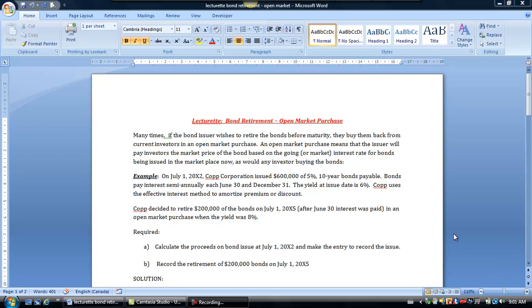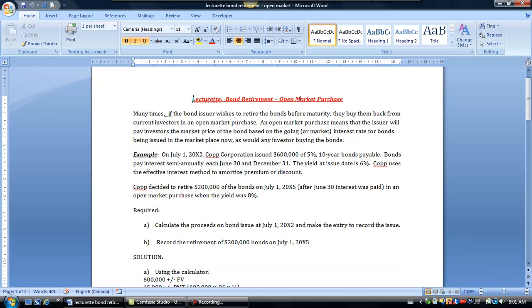So in other words, if a bond issuer decides that they want to retire the bonds before maturity, they can go back to their investors and agree to pay the investors the going rate, which is the open market or the existing market rate at the date of retirement. And we need to use that rate in order to determine how much cash the issuer is going to have to give up in order to retire those bonds.